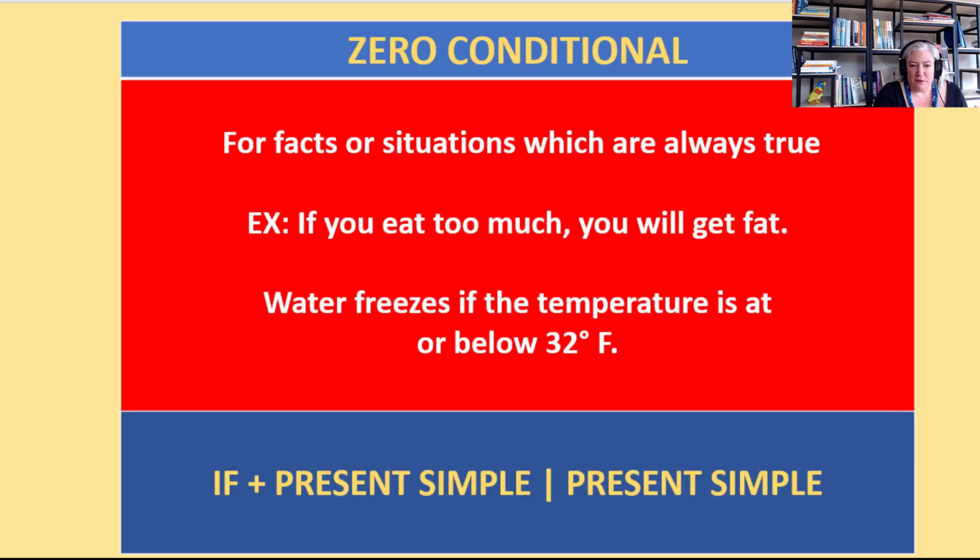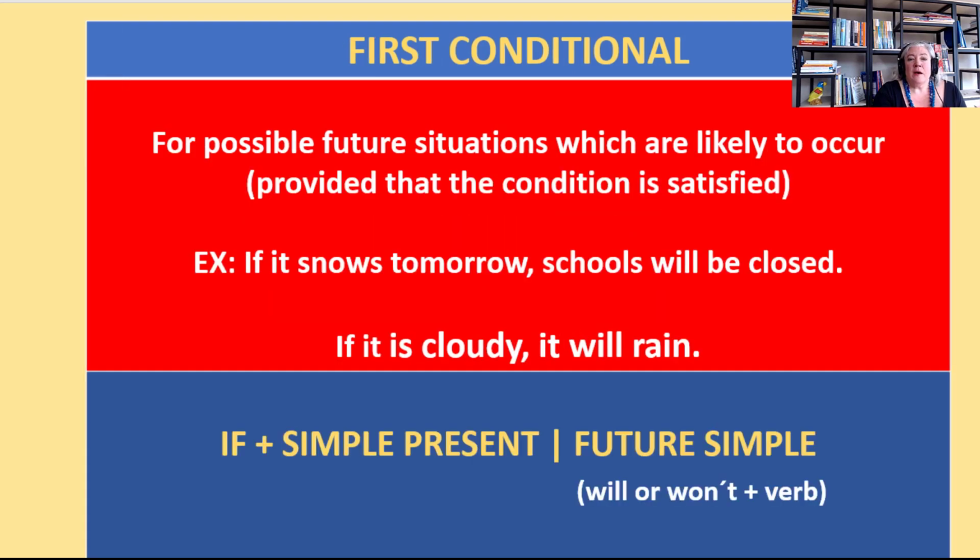Oops, I forgot to go over the formula again. We have if plus the present simple on one side, present simple on the other. Then the first conditional, which is used for possible future situations which are likely to occur provided that the condition is satisfied. The condition would be in the if clause.